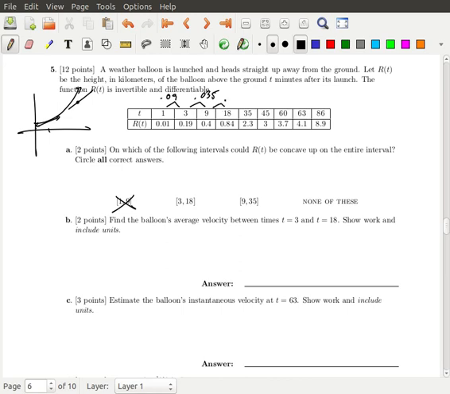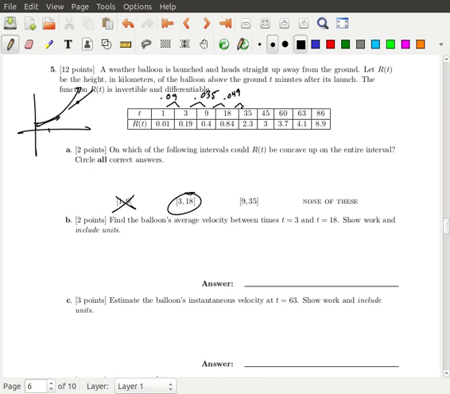Let's continue with these slopes. So 9 to 18, I'll get that one, 0.84 minus 0.4 divided by 18 minus 9. I get 0.049. So there, this slope from 3 to 9 is less than this slope from 9 to 18, and so it is possible that it's concave up there. And then for 9 to 35, I need to get this final slope here.